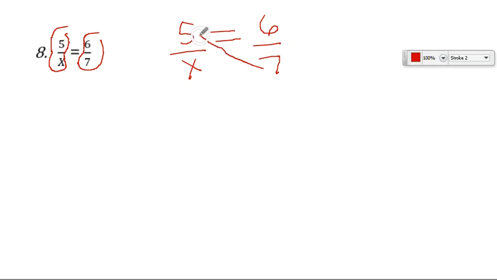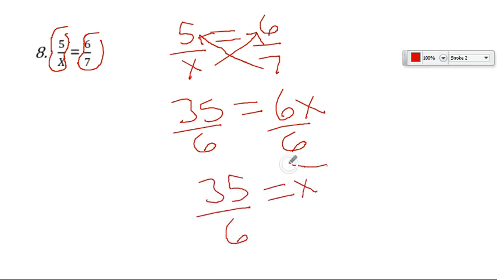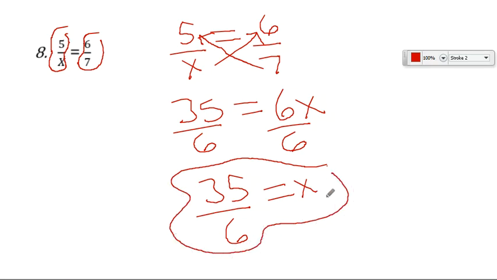Okay, so 7 times 5 is 35, equal to x times 6, which looks like this, right? 6x. And then if we're solving for the x, we just need to divide both sides by 6. So 35 divided by 6 equals x. There are no numbers that can divide into both 35 and 6 evenly, so we're just going to leave this as an improper fraction.